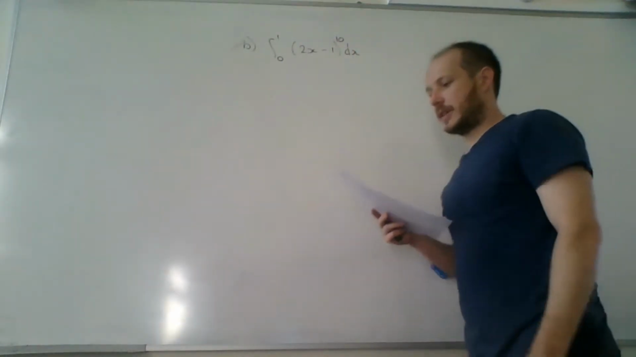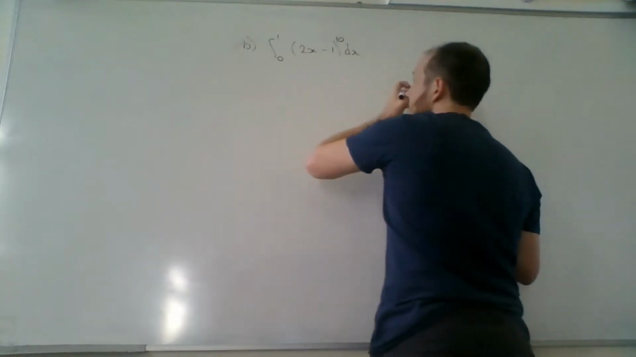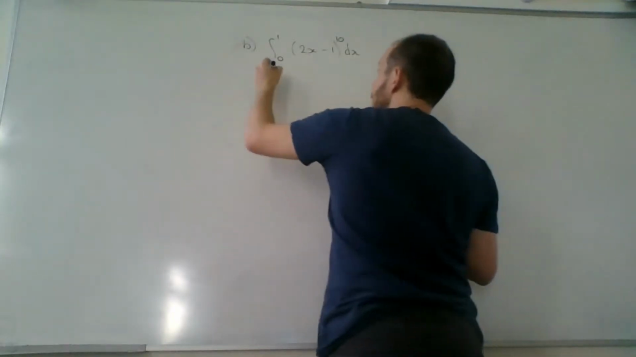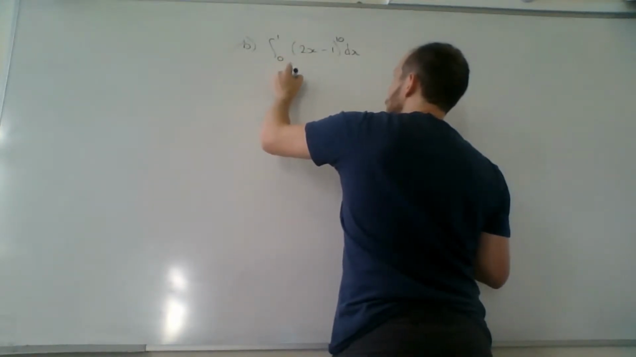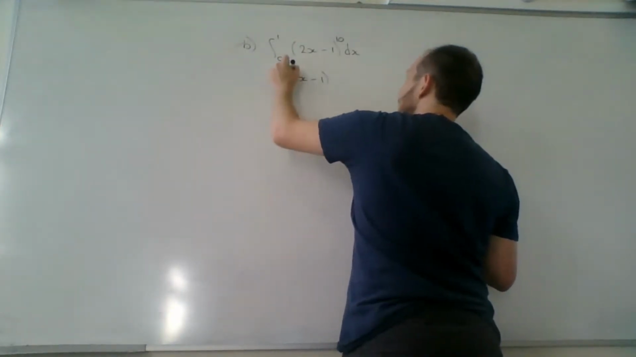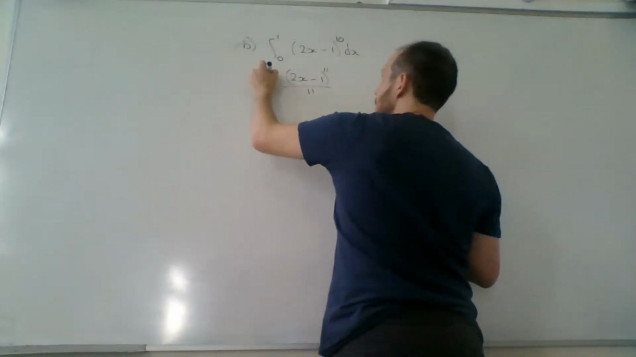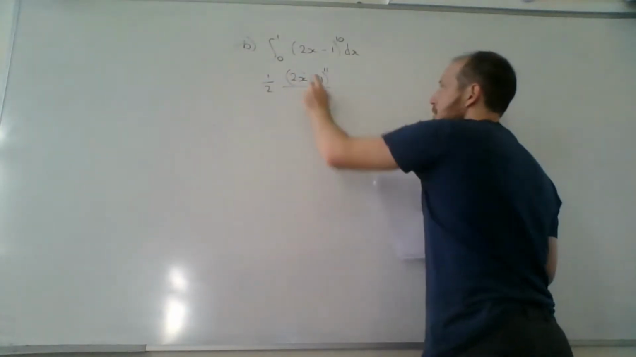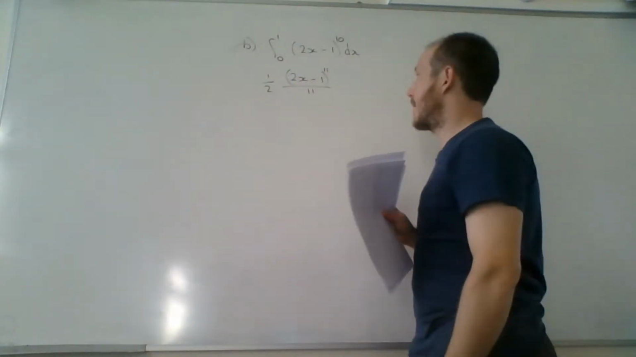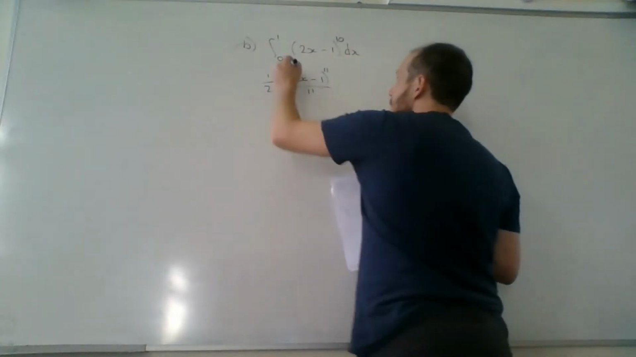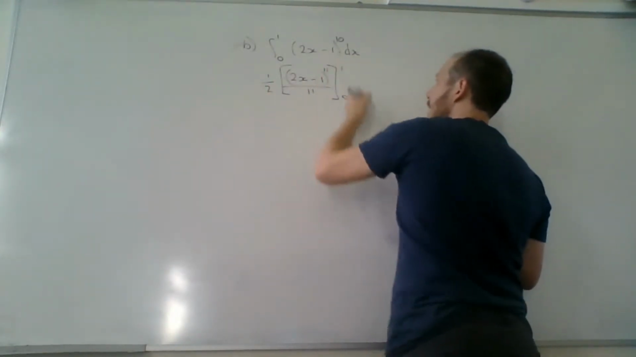Alright, so again we look at this, can we take a normal integral? In this case we can. We're going to use the process of the opposite of the chain rule. So the integral here is going to be (2x take 1) to the 11 divided by 11, and then multiplied by 1 over 2, because we have to divide by the derivative of what's in the brackets here. Now remember, this is from 0 up to 1.